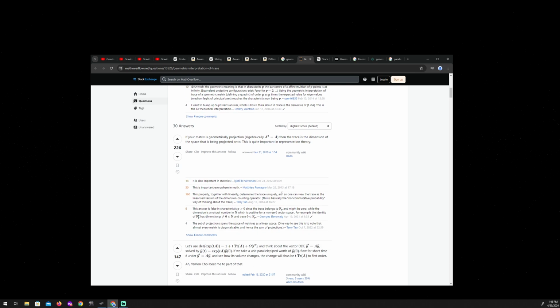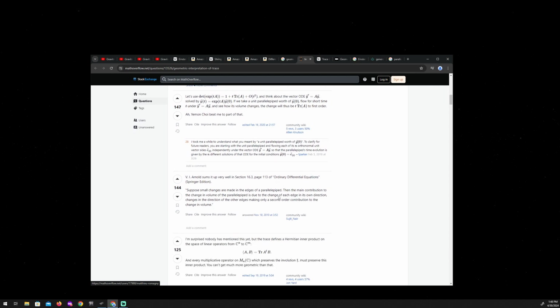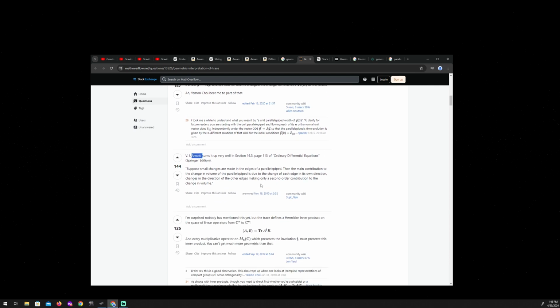But I don't quite understand, even though that's the top answer. And then we get, this is a little messy, I'm not going to lie. This one mentions Arnold, and that's a famous mathematician. Let's see. Suppose small changes are made in the edges of a parallelepiped. Then the main contribution to the change in volume of the parallelepiped is due to the change of each edge in its own direction. So, okay. Changes in the direction of the other edges make only a second order contribution to the change in volume.